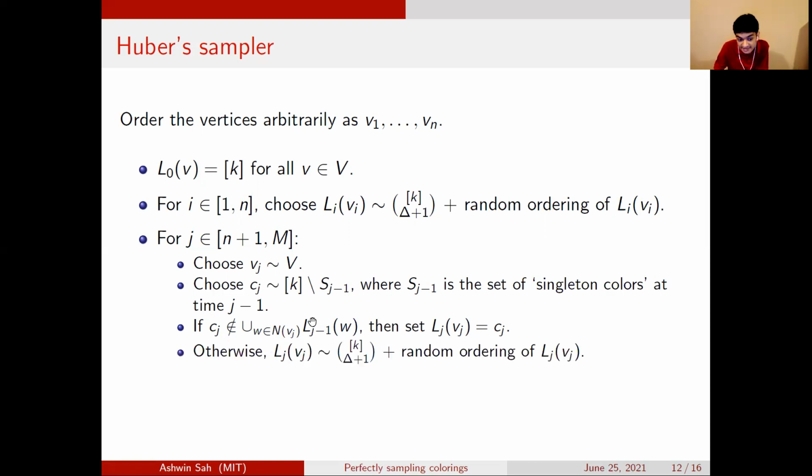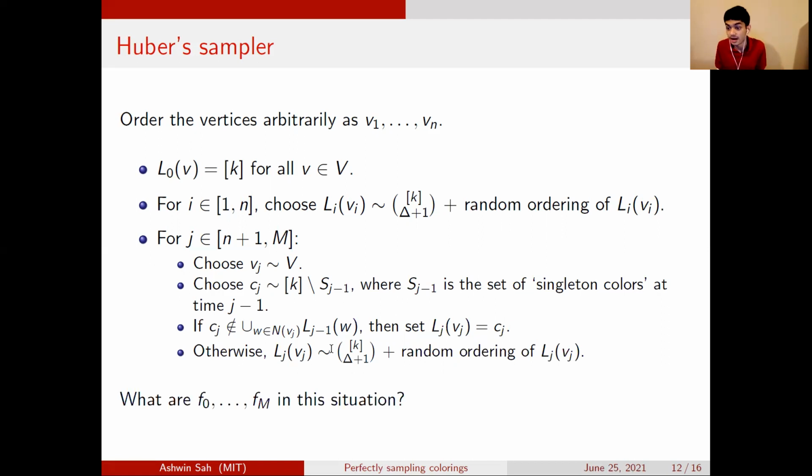However, c_j might be in the union of lists, in which case it's unclear. Depending on which coloring we actually get, we might be able to update, we might not. So instead, we just decide not to try to do that at all. Instead, we sample a uniformly random list of size delta plus 1 and, in some sense, start over.